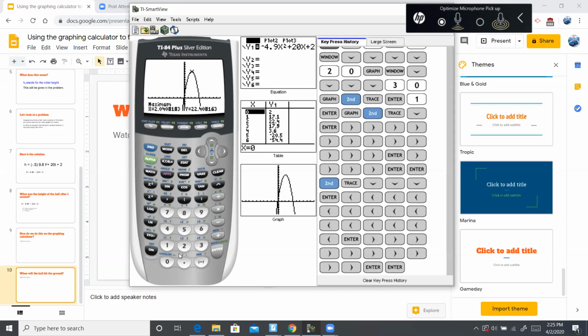So basically that's what you're going to do today. I'm going to give you a homework on that. You're just going to mess with your graphing calculator, put the equation in your calculator, and find your max. When does it hit the ground? And at what time, say at 1 second or 2 seconds, where's the ball? So that is that lesson.